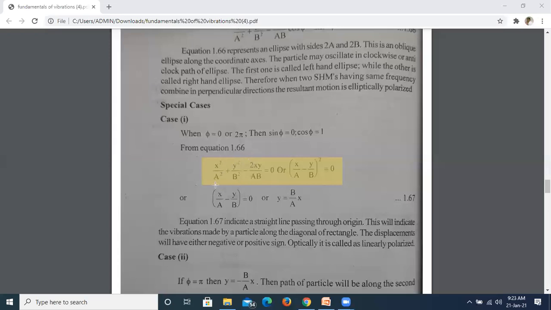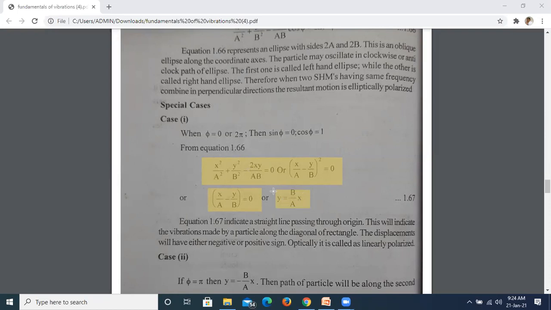The left side you can write as (x by a minus y by b) whole square equal to 0, because it is in the form (a minus b) whole square. So from that, x by a minus y by b equals 0, and hence y is equal to b by a into x. So the equation has the form y equals mx, which is a straight line passing through the origin. So it is very clear what the resultant motion of the particle is when the phase difference is equal to 0.